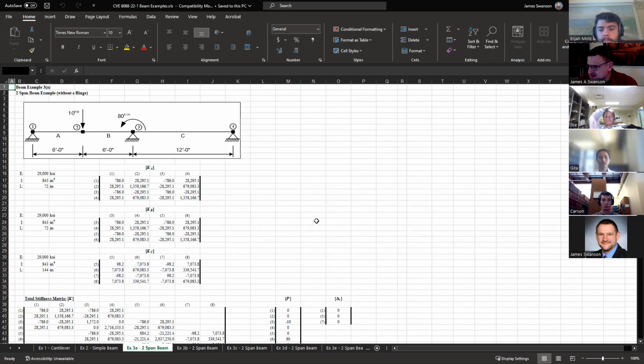So yeah, here's the source code, if you will, behind that example problem. And you can see up here, it says without a hinge. What we'll do is come back and look at this with a hinge in it later on.